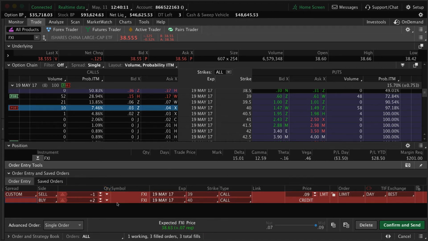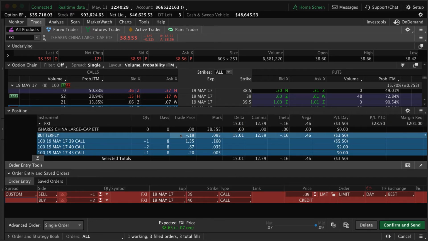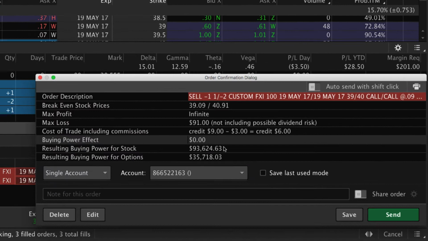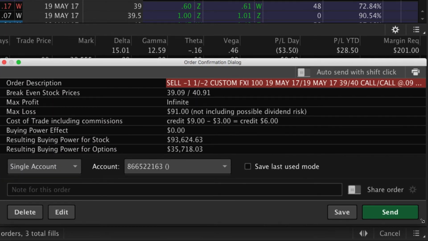There's our spread. Now, this is the order to close the trade, right? If we close this at 9 cents, we will have profited 19 plus 9. Buy at -19, sell at 9. If we click confirm and send, we could send this order and all is good and well. We made a small profit, move on to the next trade. But our commissions are $3, right? Because we have to pay a per contract fee of $1 for each contract.